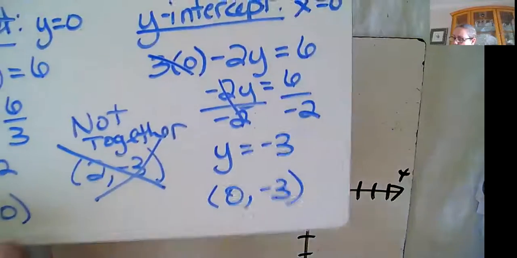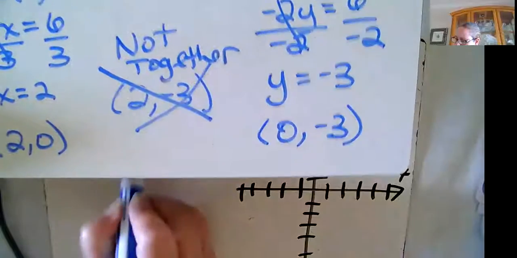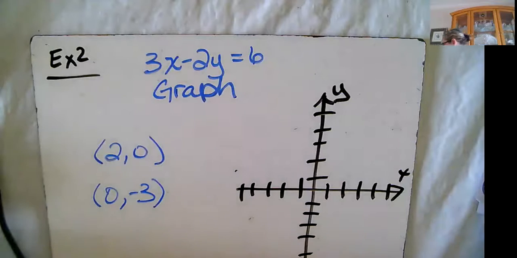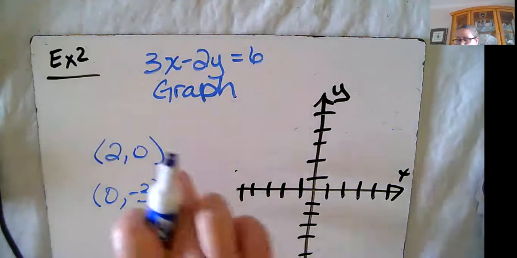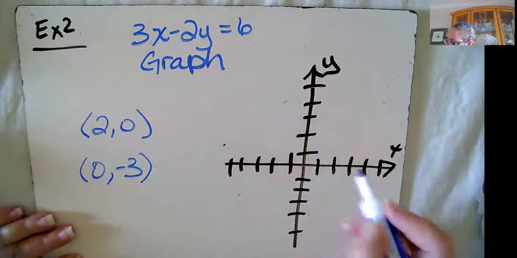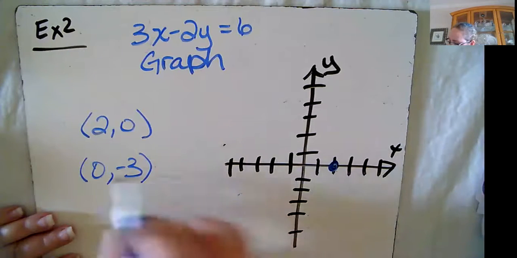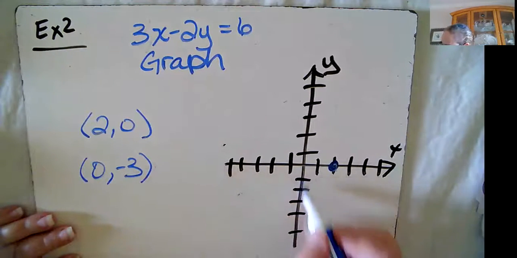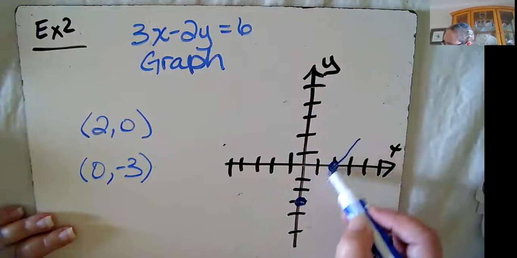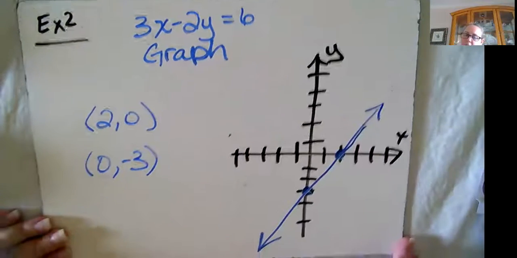Well, since we already solved for those two ordered pairs, I'm going to write them down. So we have (2, 0) and (0, -3). Well, this is another method of graphing. Once you solve for those two intercepts, we plot them. So this is our x-intercept, positive 2, 0. And this is our y-intercept, negative 3. Together, all you have to do is extend the line, and you've drawn your linear equation.